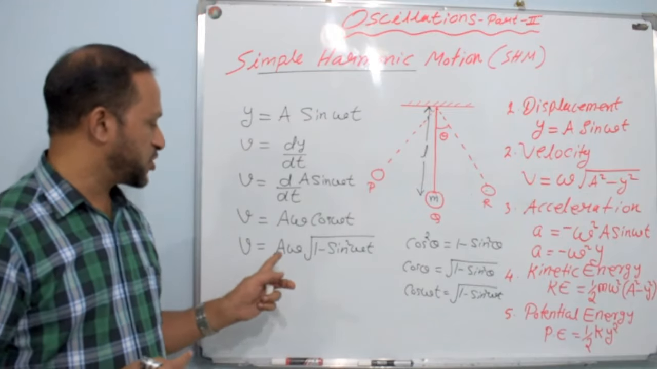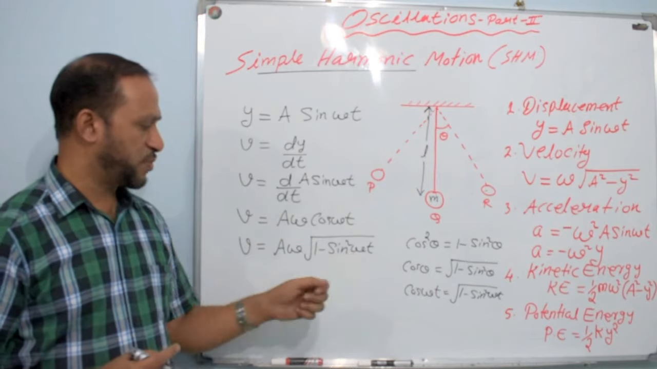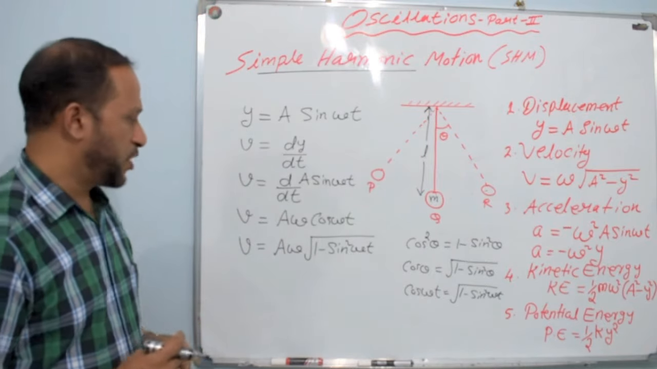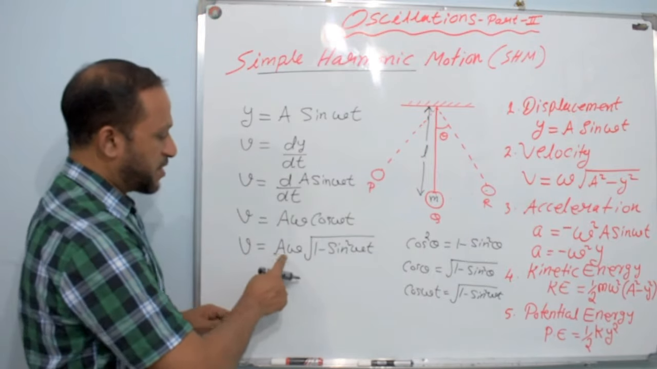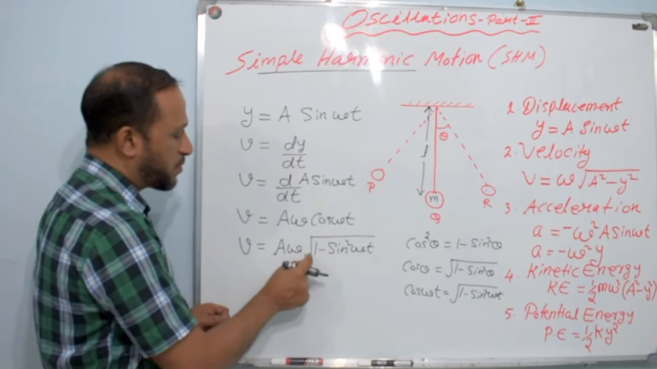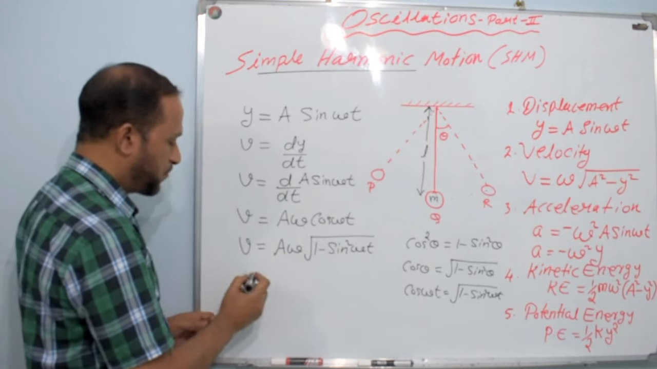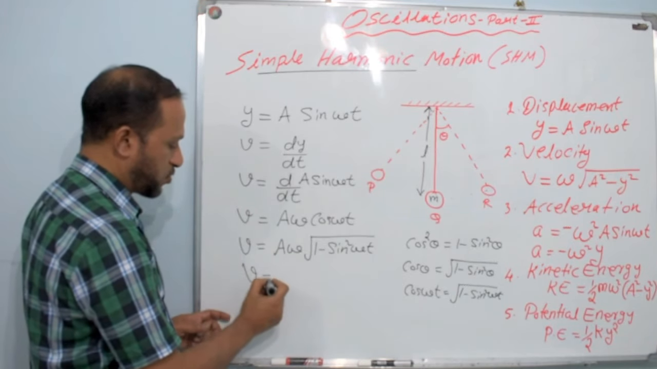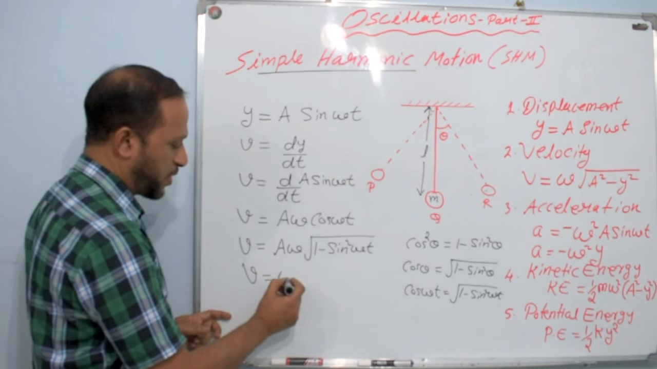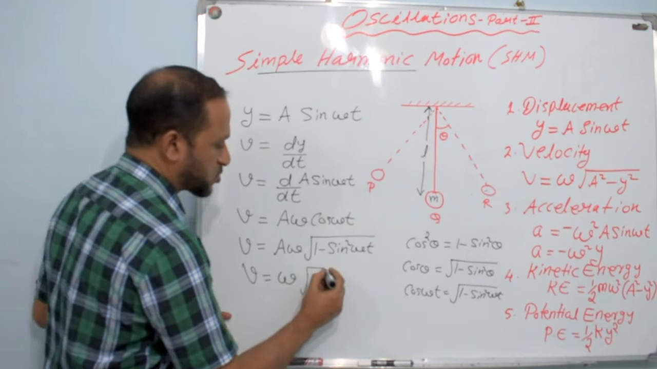Okay, so the equation becomes a omega into under root 1 minus sine square omega t. Now what I am doing is multiplying this a inside the square root. When we take this a into the square root, it should become a square, then only the outside becomes a. So the velocity of the oscillator is equal to omega into, I am taking a inside the square root, so it becomes a square inside.